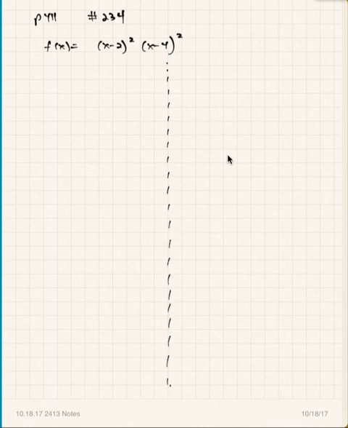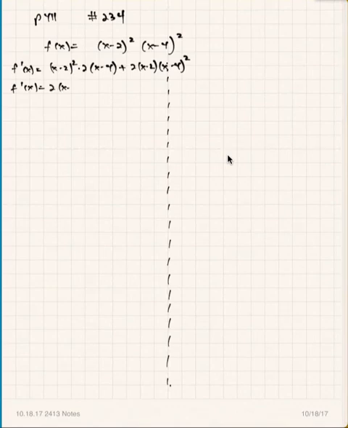Let's talk about the derivatives. So a little bit more work. You can multiply all this stuff out. I'm just going to use the product rule to find the derivative. So f prime of x would be the first factor times the derivative of the second factor plus the second factor times the derivative of the first factor. Now you're using the chain rule in both cases, but the derivative of the inside piece in both cases is a 1. So f prime of x is 2 times (x minus 2) squared times (x minus 4) plus 2 times (x minus 2) times (x minus 4) squared.